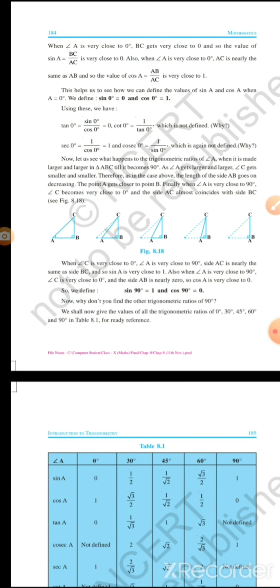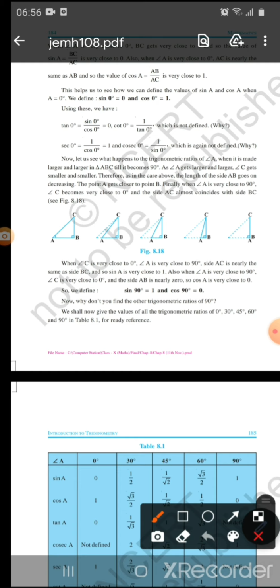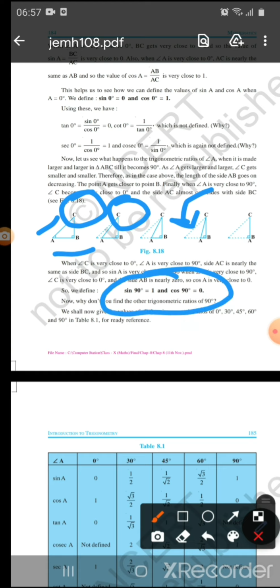Now let us take this other angle as a reference. Earlier, we had merged AC towards AB, or we had reduced the angle from AC towards AB. Now we'll be doing this process: we'll be merging AC towards BC. So what we get is sin 90 equal to 1. How do we get it?